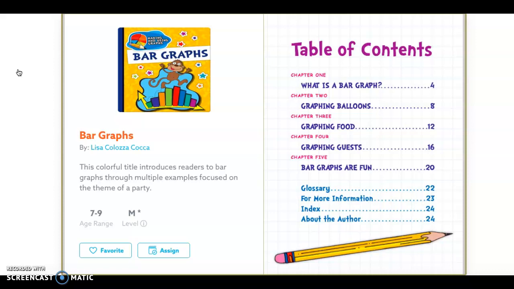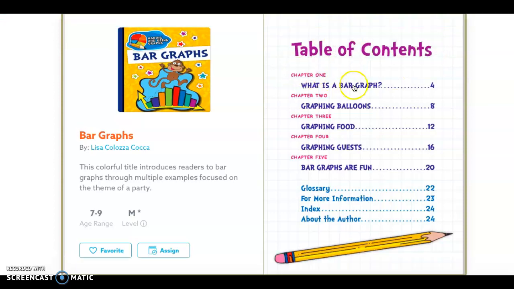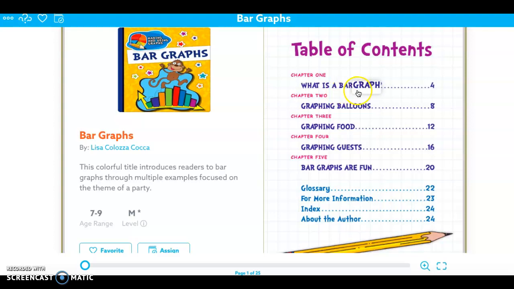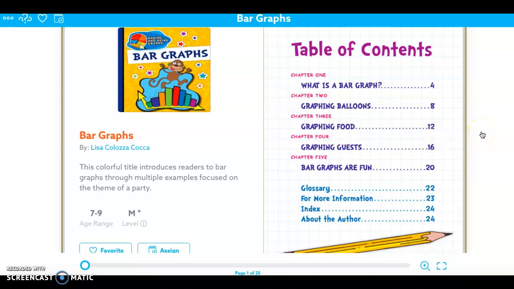This book is an informational text. It is nonfiction. You can see here that it has a table of contents, and in the table of contents, it tells us what is a bar graph, how to graph food. So let's read a little bit more and learn about bar graphs.